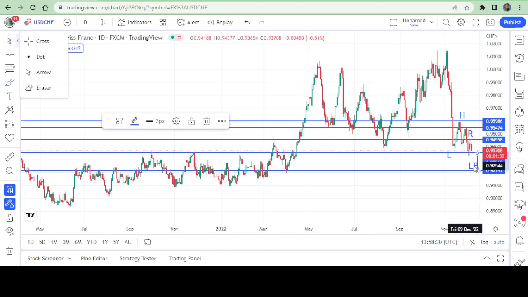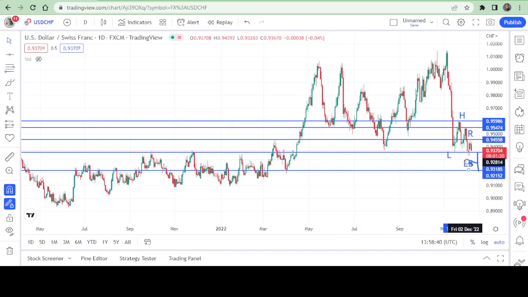This LB is not for this LB. Oh, sorry. Let me clear the brush. Okay. This LB is for this. This was the low broken. This was the low. This was the low broken.